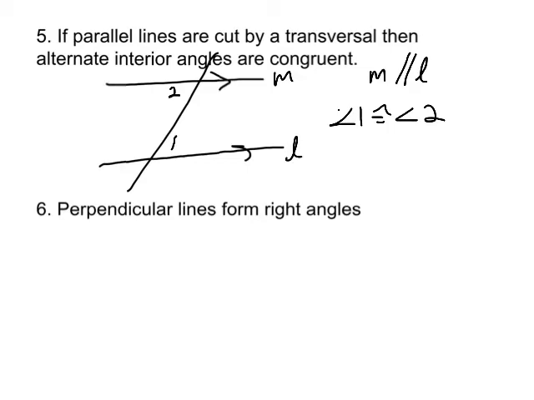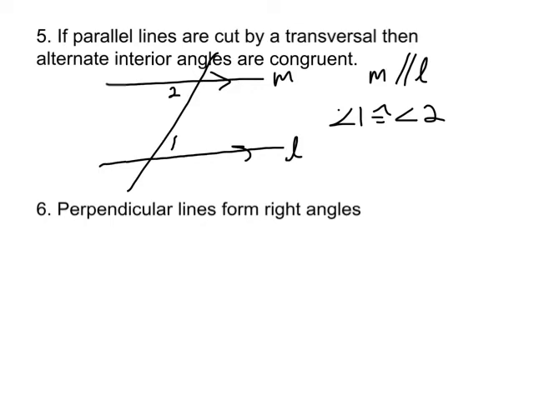Now there are other angles that are congruent in here. There are alternate exterior angles. We don't use them quite as often. And then there are corresponding angles. So the angle down here would correspond with the angle right here, or 1 would correspond with the angle on top. The reasons are the same. If parallel lines are cut by a transversal, then corresponding angles are congruent, or alternate exterior angles are congruent.